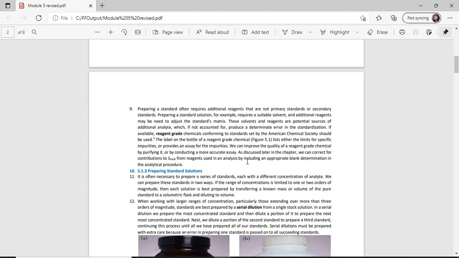Okay, as discussed later in our next chapters, we can correct for the contribution to your sample's total from the reagents used in an analysis by including the appropriate blank determination in an analytical procedure.